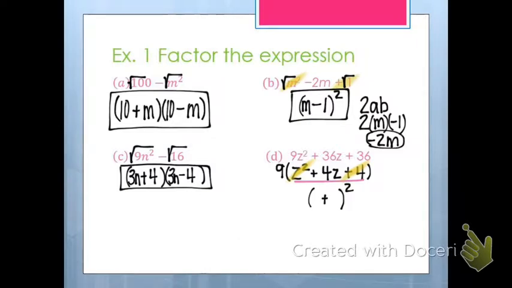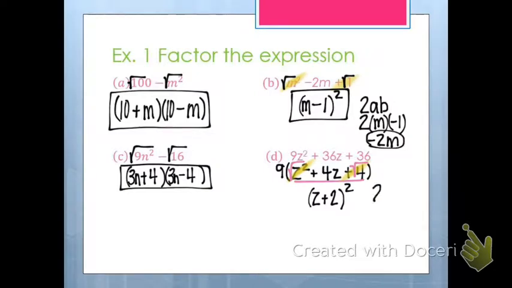Square root. What am I square rooting? Z squared and 4. So what is the square root of Z squared? And the square root of 4? 2. Now, am I able to box it in yet? No, I've got to check for that middle term.